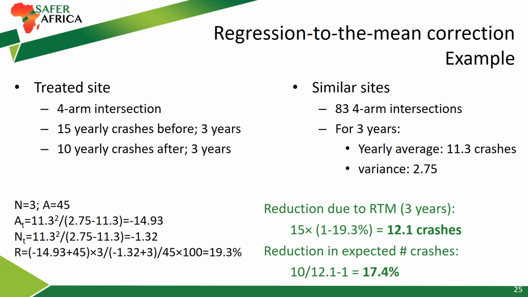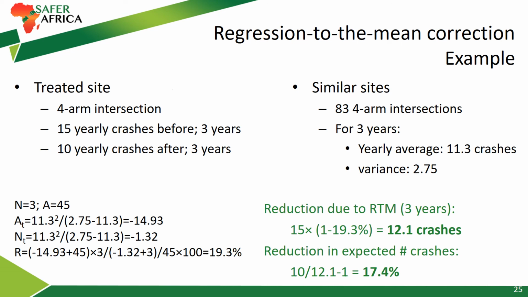In this example, we are dealing with the treatment of a four-arm intersection where in the before period of 3 years, 15 crashes were registered yearly, and in the after period 10 crashes were registered yearly. As a control group, we have 83 four-arm intersections, which had registered on average 11.3 crashes per year in the 3 years analyzed, with a variance of 2.75.